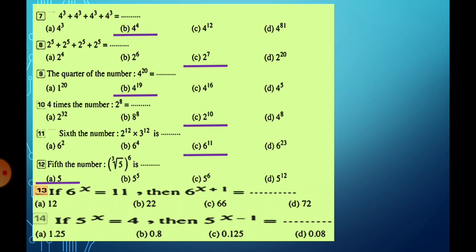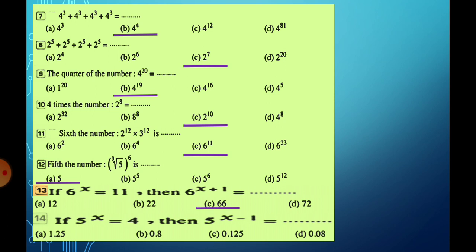Number 13. 6 to the power x equals 11. Find 6 to the power x plus 1. Here 6 to the power x plus 1 means 6 to the power x times 6. 6 to the power x has the value 11, so we have 11 times 6, which equals 66.